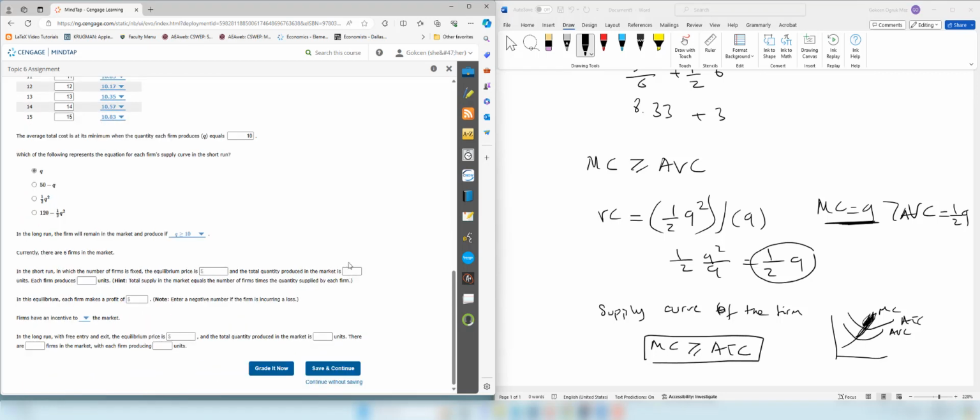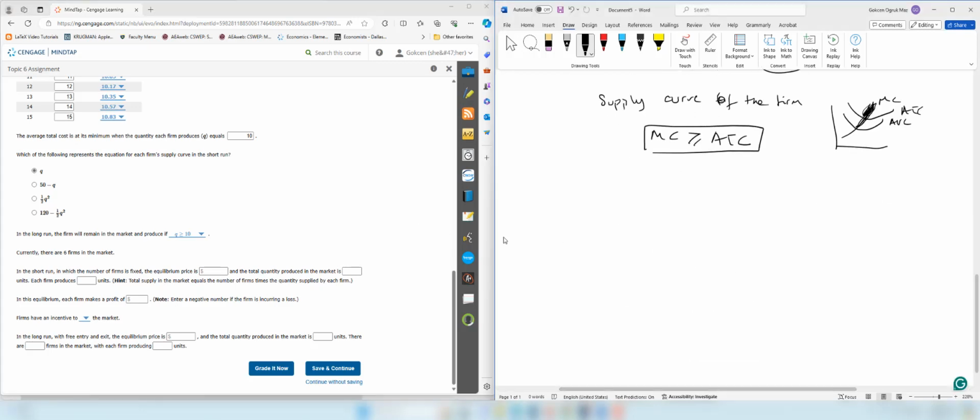Next question. Currently, there are 6 firms in the market. In the short run, in which the number of firms is fixed, what is the equilibrium price? We say that the short run supply curve for this firm is the marginal cost curve, which is Q. And there are 6 firms in this market. Therefore, the quantity supplied will be 6 times Q. In order to find the market equilibrium price, we need to find the price that equates quantity supplied to quantity demanded.